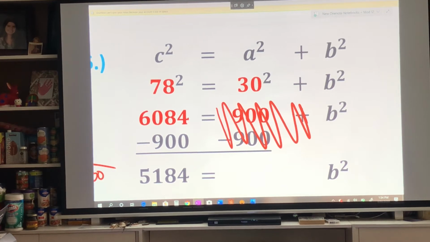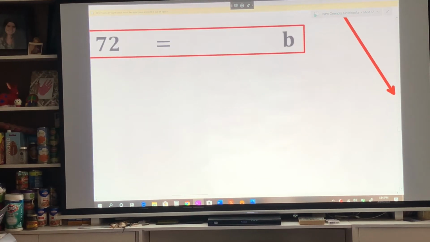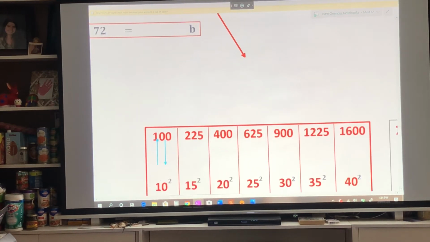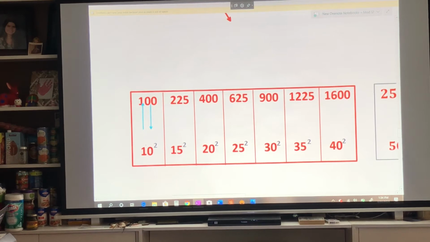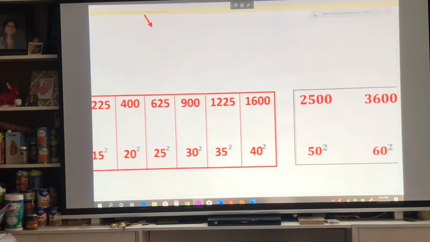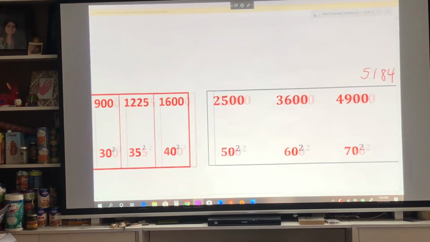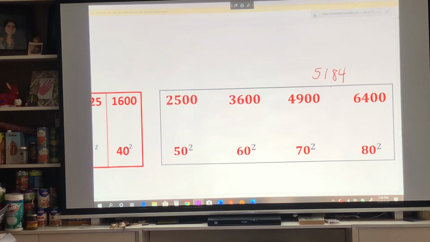Okay, square root of both sides. And we're going, wow, that doesn't look familiar. Let's go to the chart. So we go to 5184, but the problem is, that's way bigger than my chart. So I'm going to just extend the chart. 50 squared is 2500. 60 squared is 3600. 70 squared is 4900. 80 squared is 6400. So 5184 sits in between these two, between 70 and 80. And if it's a perfect square, we'll be able to find it.